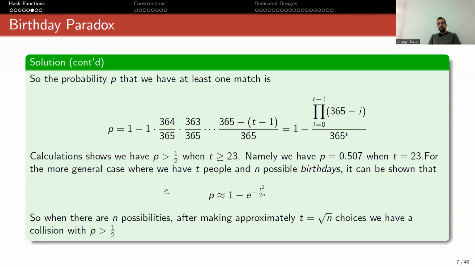For the more general case where we have t people and n possible birthdays, it can be shown that the probability is 1 minus e to the minus t squared divided by 2n. So when there are n possibilities, recall our hash functions, we have an output that is n bits, right? So we have 2 to the n possibilities actually. After making approximately square root of that many choices, we have a collision. This is why we say that 2 to the n over 2 is enough to have a collision, due to this square root, okay? It comes from this, and when n goes to infinity, it goes to this, and so on. By calculus, you can easily calculate these values.